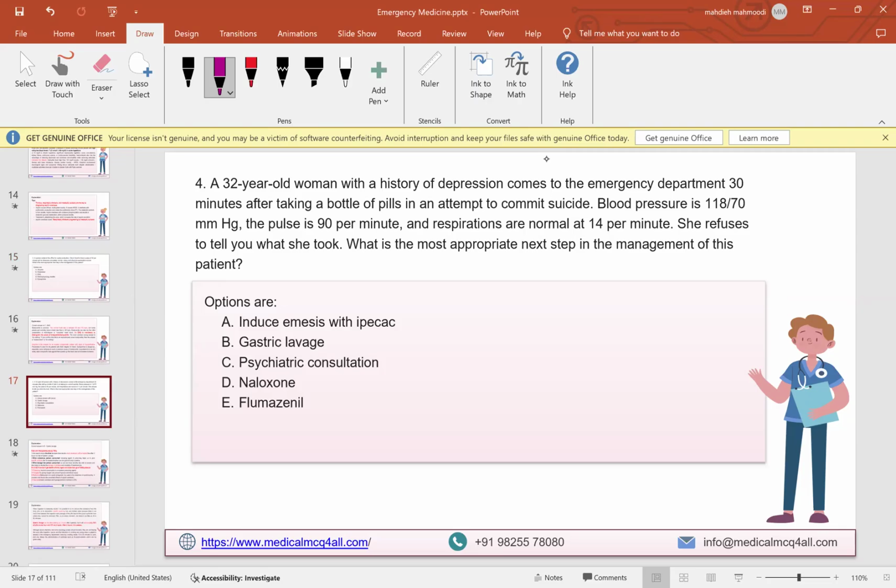32-year-old woman with history of depression comes to the emergency department 30 minutes after taking a bottle of pills in an attempt to commit suicide. Blood pressure 118 over 70. The pulse is 90. Respirations are normal, 14. She refuses to tell you what she took. What is the most appropriate next step in the management of this patient? Induce emesis, gastric lavage, psychiatric consultation, naloxone, or flumazenil.